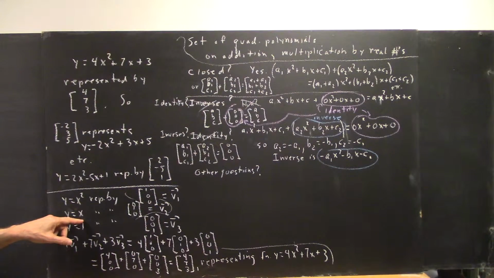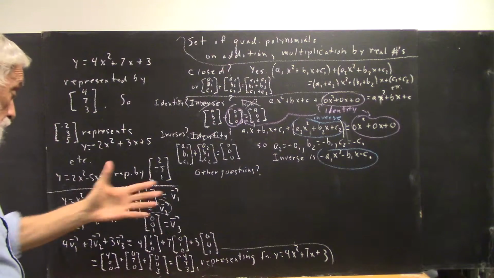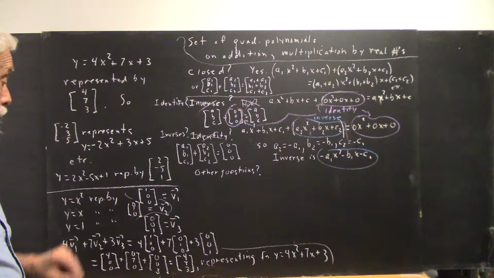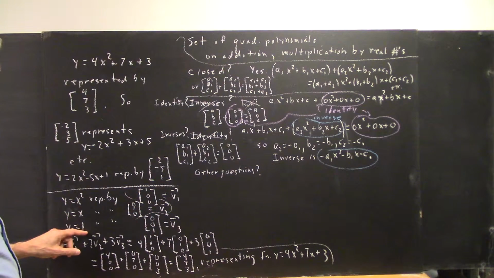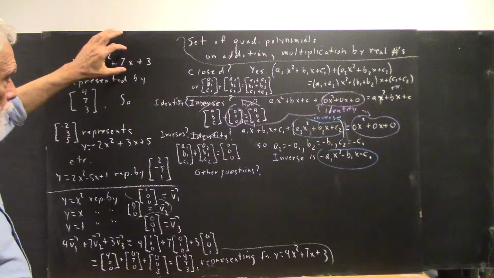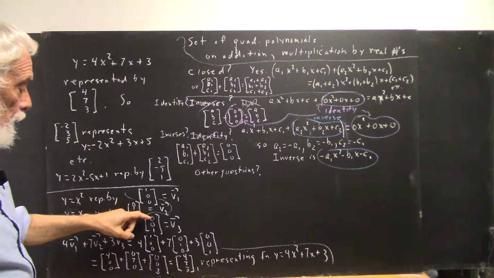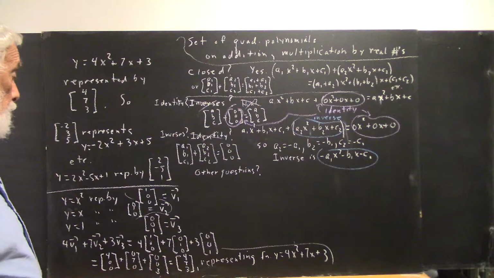Similarly, y equals x, there's no x squared, there's an x, there's no constant term. That's our vector v2. And the function y equals 1, that is a quadratic polynomial, but it has a 0 coefficient here, 0 coefficient here, and just the number 1 here, represented by the column vector 0, 0, 1.